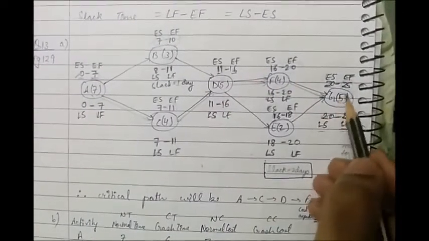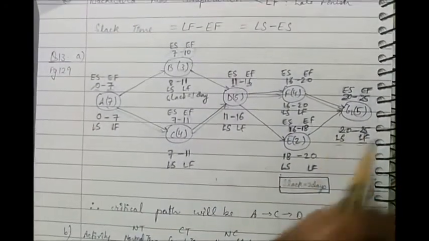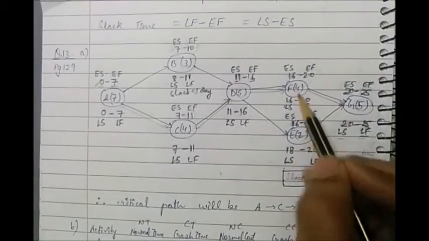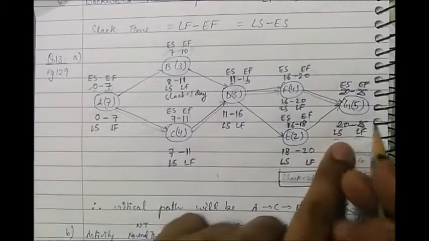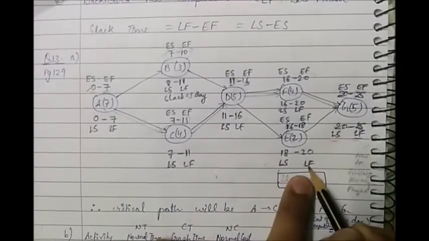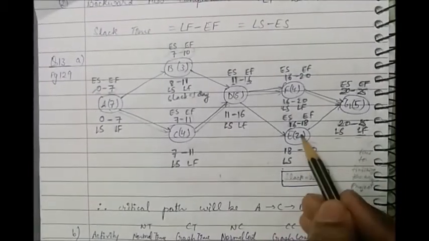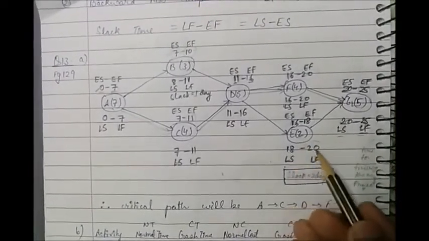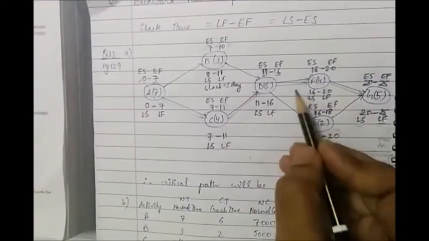G takes 5 days to complete. So late start for G would be 20. So 20 to 25. Then again F and E are there. E takes 2 days to complete. And again late start for G would be the late finish for E. So both of these would be the same. So this would be 20. E taking 2 days to complete, we'll do a back calculation and go till 18. And F takes 4 days to complete. So we'll do a back calculation, go till 16. So late start for F is 16 and late finish for F is 20.